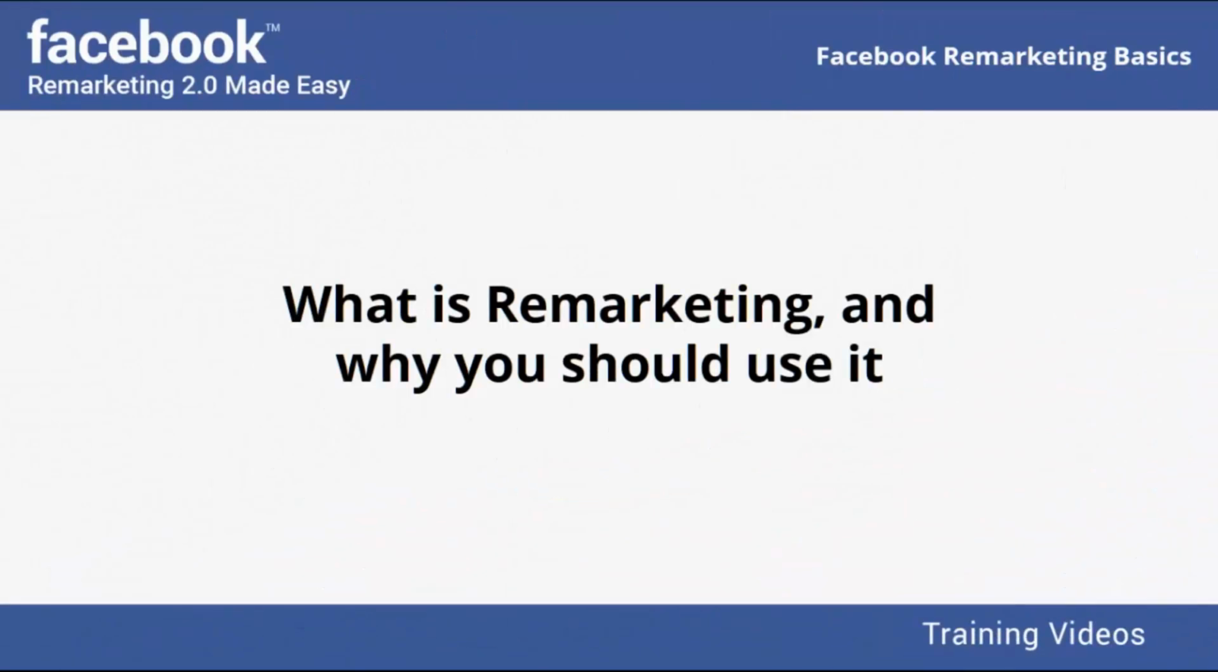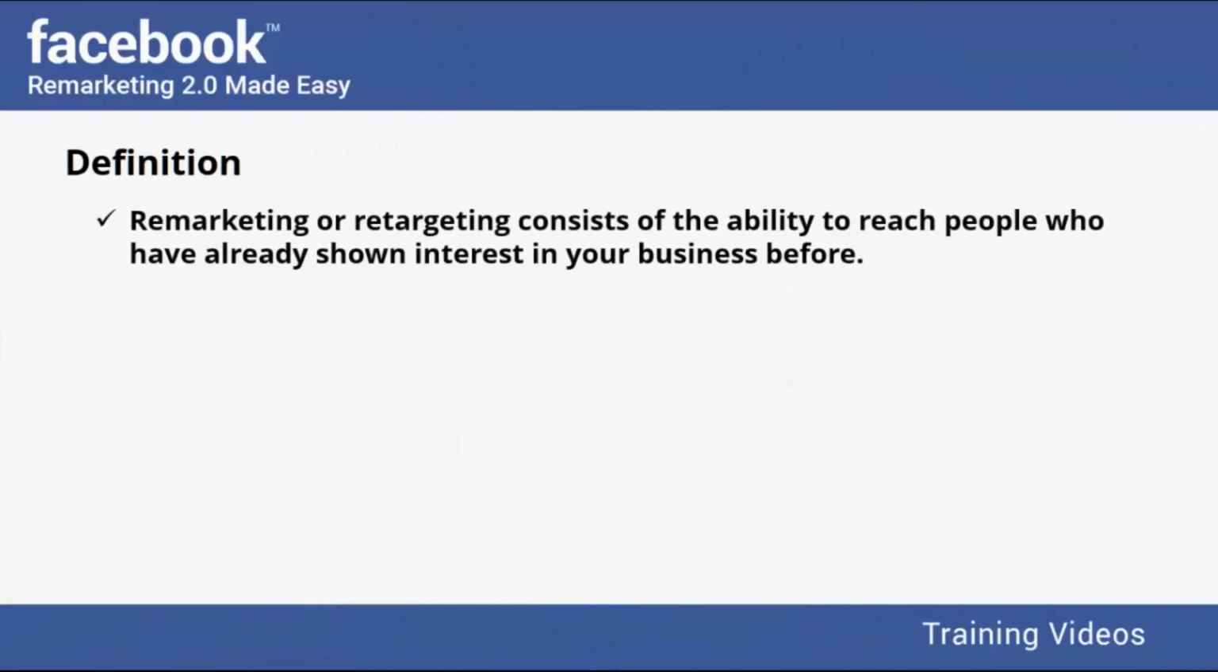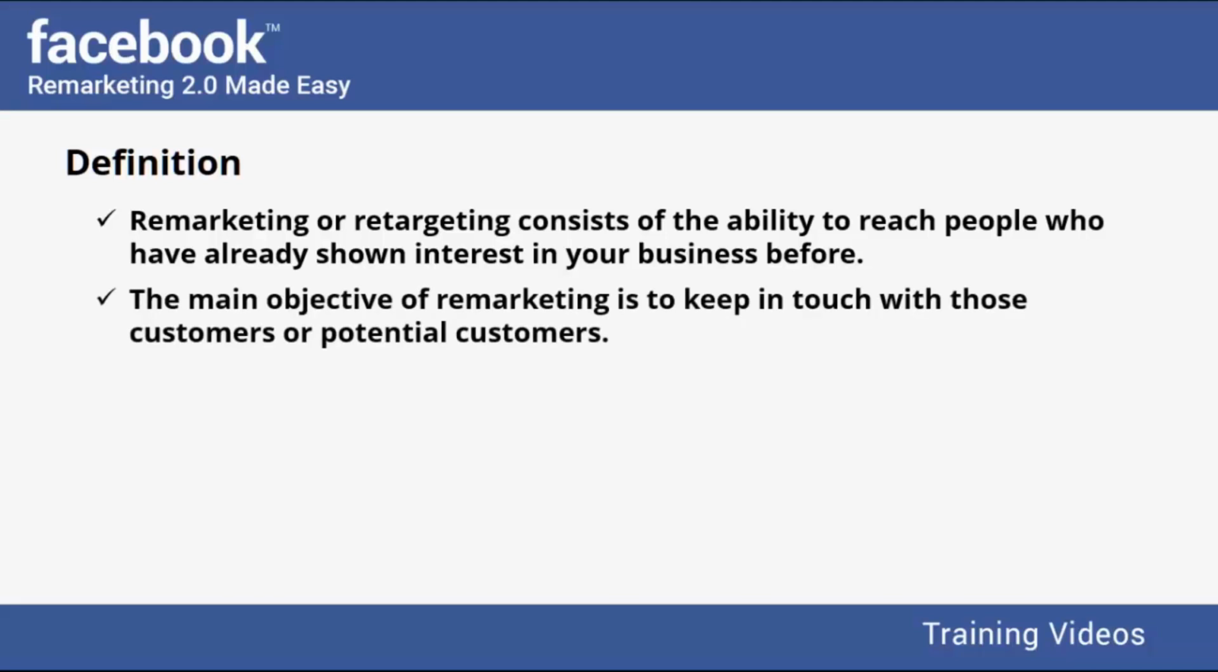What is remarketing and why you should use it? Remarketing or retargeting consists of the ability to reach people who have already shown interest in your business before, such as a purchase, visit to your website, opted into any of your landing pages, used any of your apps, or even shown interest in any particular social profile. The main objective of remarketing is to keep in touch with those customers or potential customers so they can eventually decide to convert due to your advertising strategies.